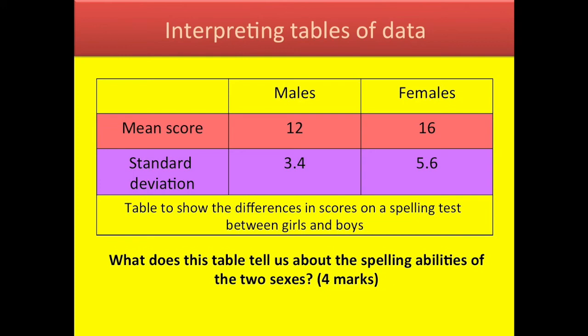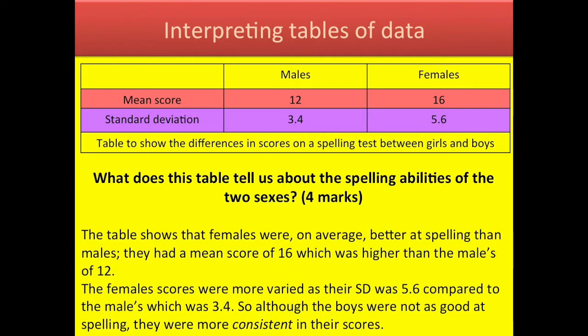4 marks. And the answer is, the table shows that females were, on average, better at spelling than males. They had a mean score of 16, which was higher than the males of 12. The females' scores were more varied, as their standard deviation was 5.6 compared to the males, which was 3.4.